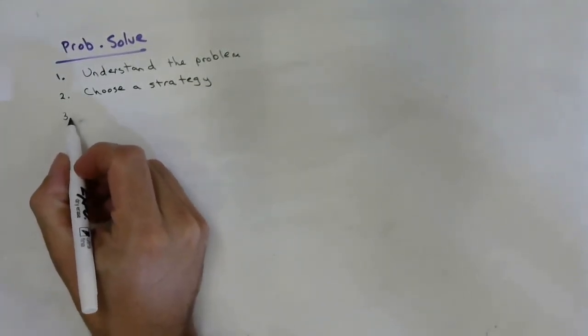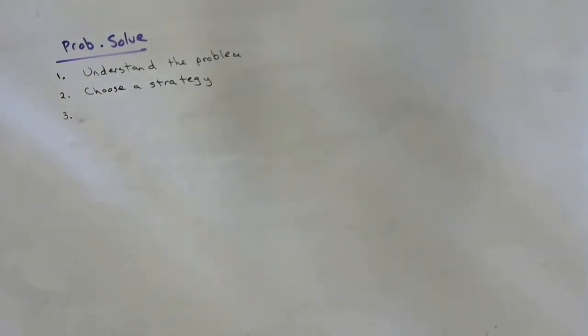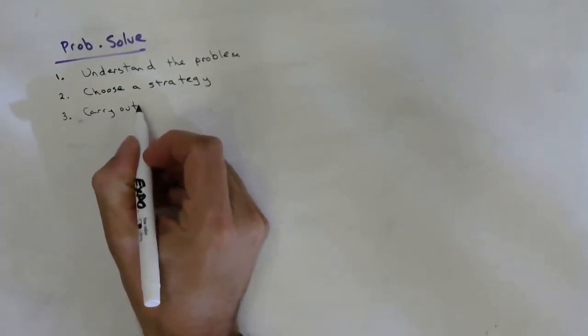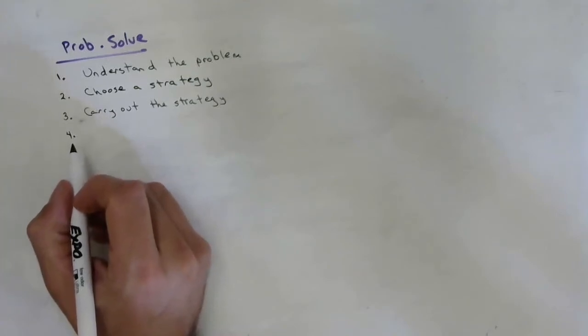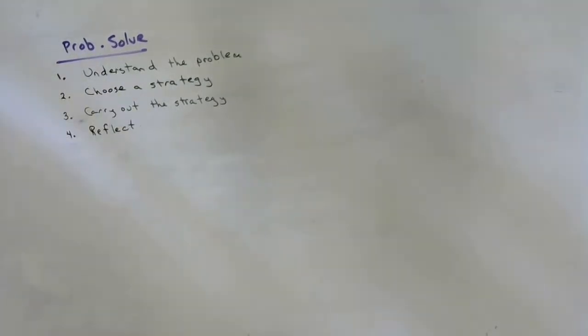Once you have determined a strategy that's going to work, another thing about choosing a strategy, you might list, I need to find this. In order to find that, I need to do this. In order to do that, I need to do this. In order to do that, I need to do this. Then you start working from the bottom up and get those things that you need. That's carry out the strategy. Step by step, carefully marking each step as you go along. Then you're going to reflect. Did I accomplish what I set out to accomplish? Did I find what the problem asked me to find?